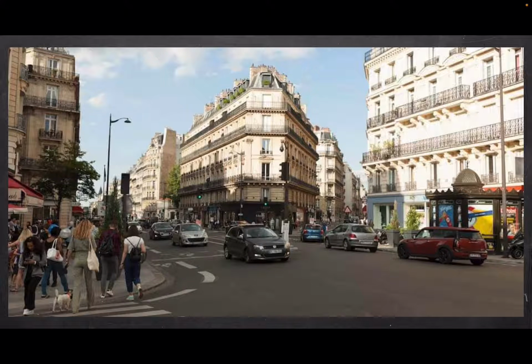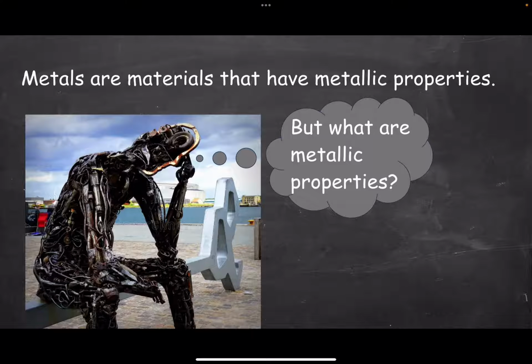But what exactly are metals? So, metals are materials that have metallic properties. But, Mr. Top, can you ask, what are metallic properties? Well, that's why you're here, because I'm going to show you.